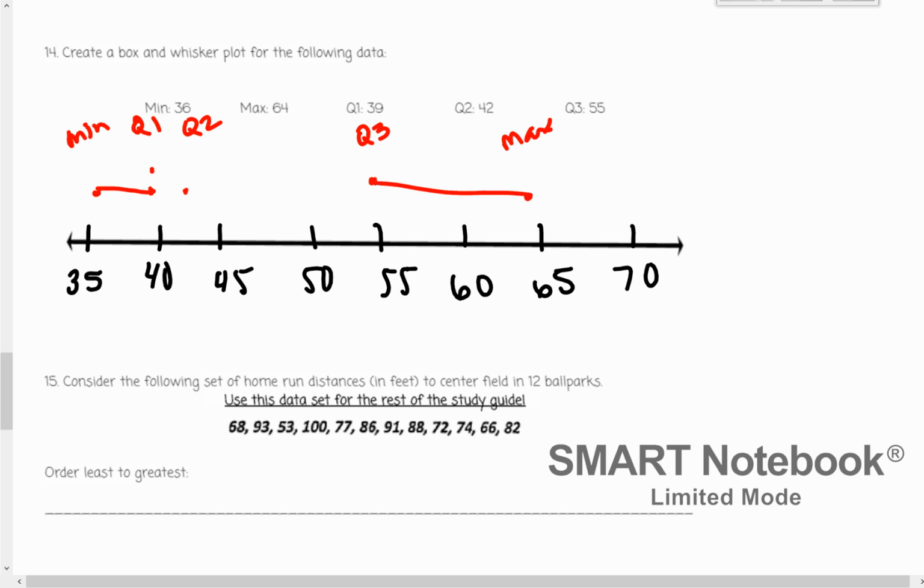I draw a box around Q1 and Q3. I draw my line straight down, connect them. Then my Q2, I just draw a line straight down my Q2. Again, it doesn't have to be exactly perfect. Notice how 36 is not on my number line. That's okay, but I have a spot where 36 would go, and that is where I put my dot.